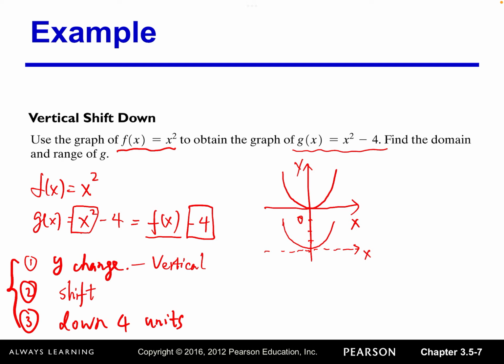So what about the domain and range? Again, y change, x remains the same. So the domain will remain the same as the original function, which is from negative infinity to positive infinity. The range, y change, right? So the range also changes. What is the lowest point in this case? The lowest point is negative 4, right? No longer 0. So it's from negative 4 to positive infinity. That's how we figure out the domain and range.